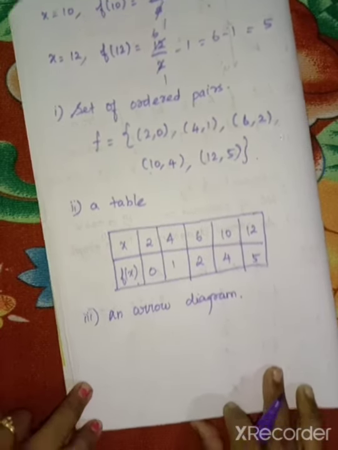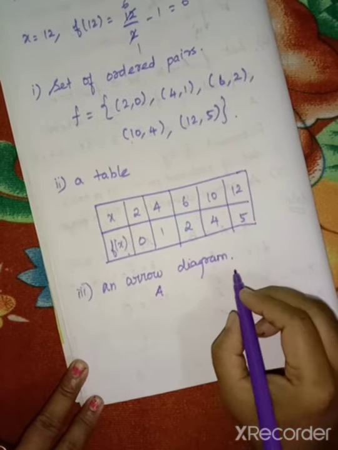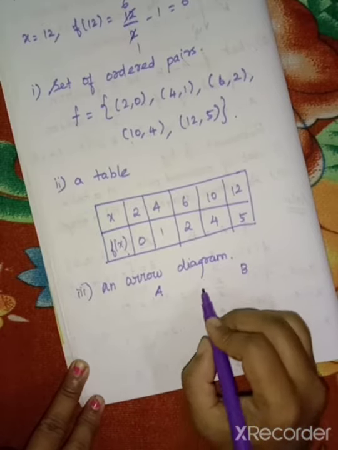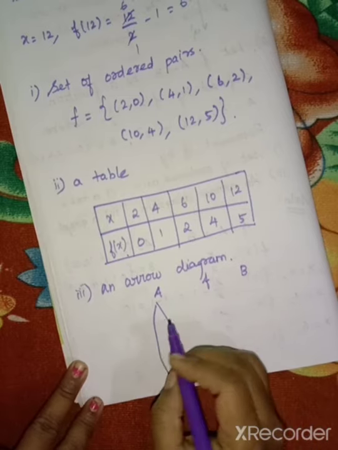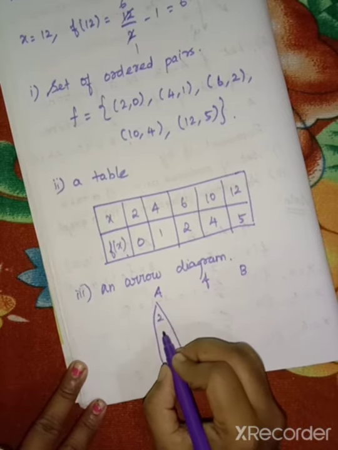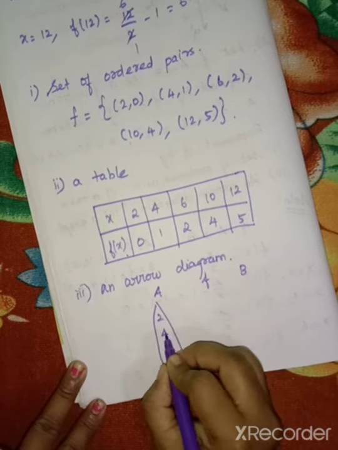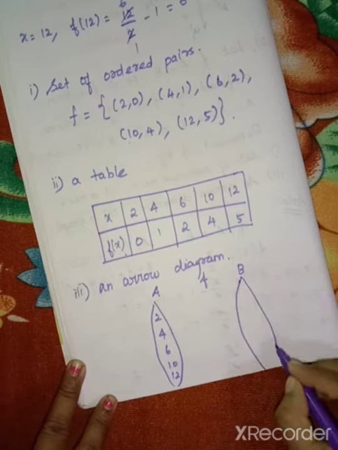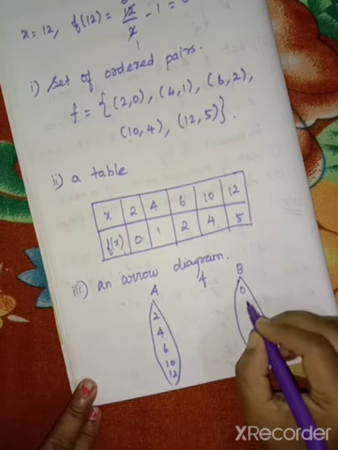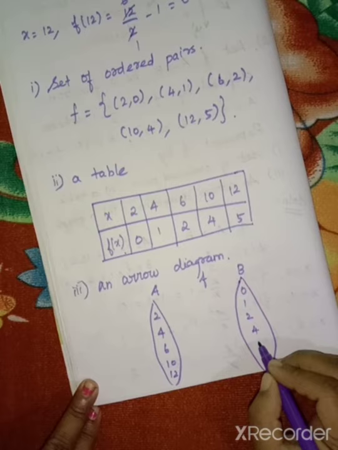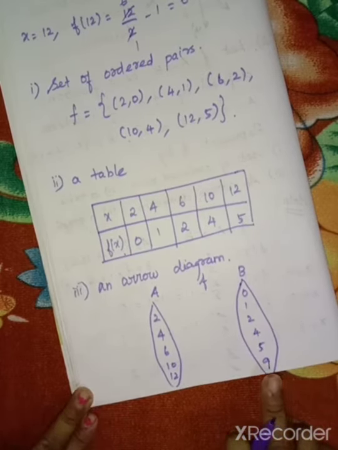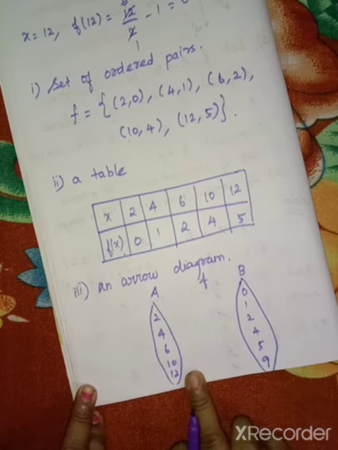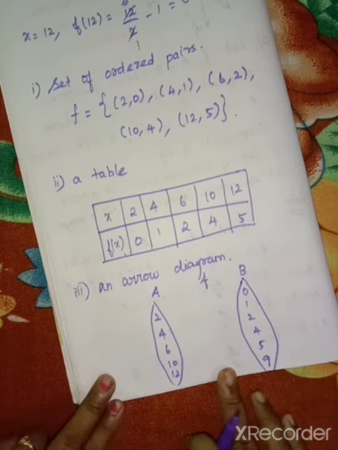So for the arrow diagram you must draw the A set and the B set, because the function from A to B is f. The elements of A are represented in the set: 2, 4, 6, 10, 12. And for B, the elements are 0, 1, 2, 4, 5, 9. You must also write the 9 for the arrow diagram. If you don't write the 9, the arrow diagram is wrong and marks will be reduced.